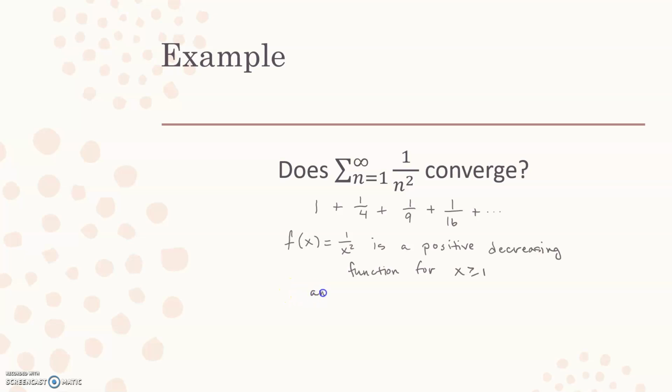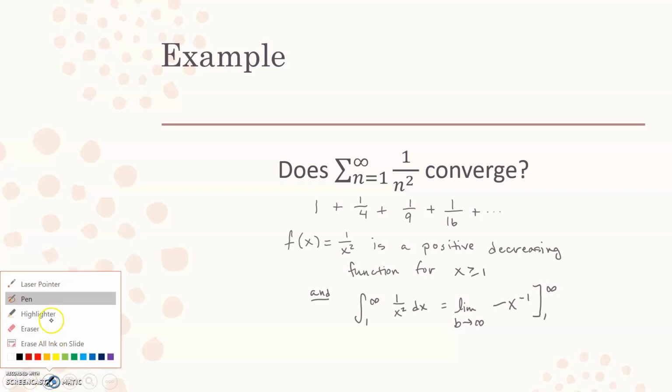And the integral from 1 to infinity of 1 over x squared dx would be the limit as b goes to infinity of, the antiderivative there would be negative x to the negative 1. Oh, I wrote an infinity, but I meant to write b.